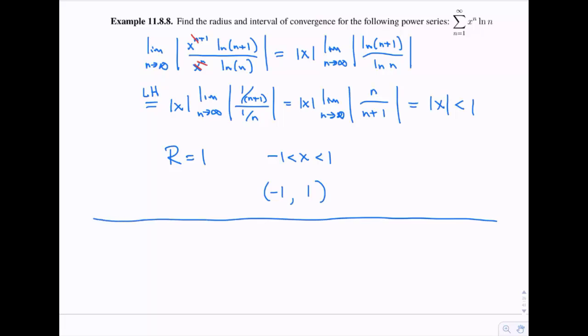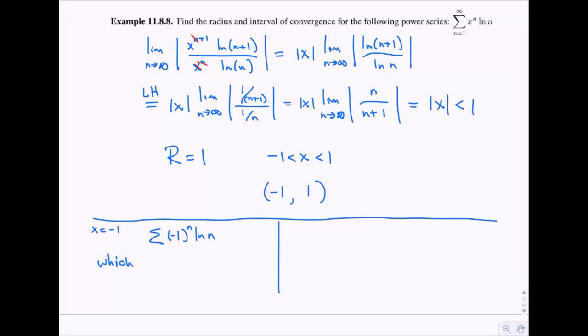But I need to test the endpoints, right? Because it's not asking for the open interval of convergence, it's just asking for the interval of convergence. So maybe my first value I'll plug in is -1. Let's see, does this converge or not? Well, if I plug in -1 for x, I get the sum from n equals 1 to infinity of -1 to the n times the natural log of n. Okay, so does this converge or not?